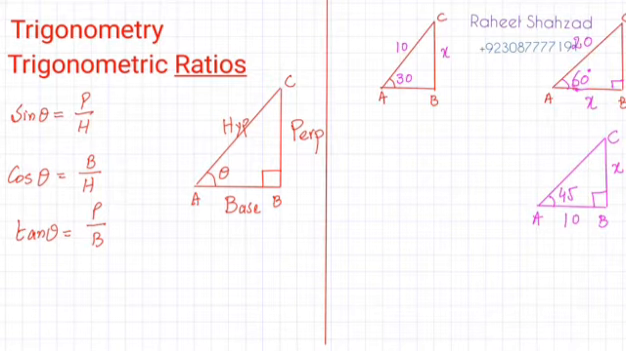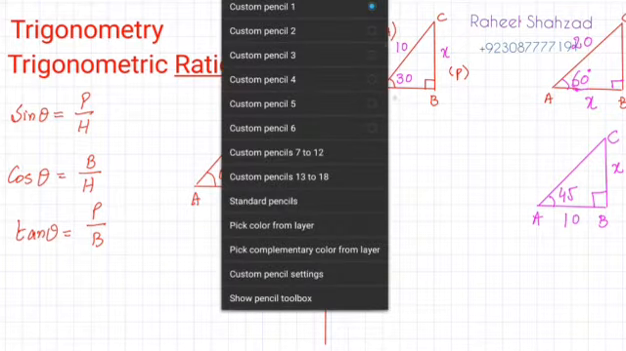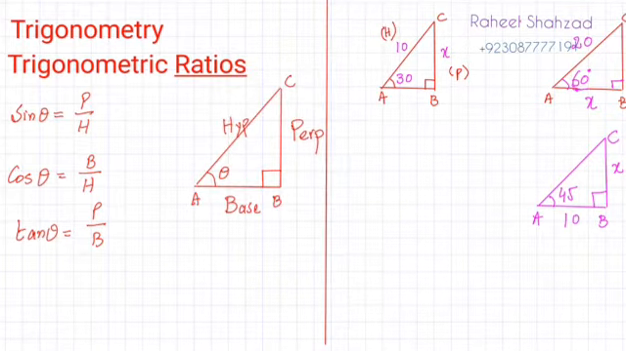Now, for example, we have these three triangles given in the figure. ABC is a right angle triangle, and it is given that this angle is 30 degrees. Opposite to 30 is the perpendicular, and opposite to 90 degrees is always the hypotenuse. To find this perpendicular side, we first have to identify which trigonometric ratio to apply. It's perpendicular over hypotenuse, which is sine theta.